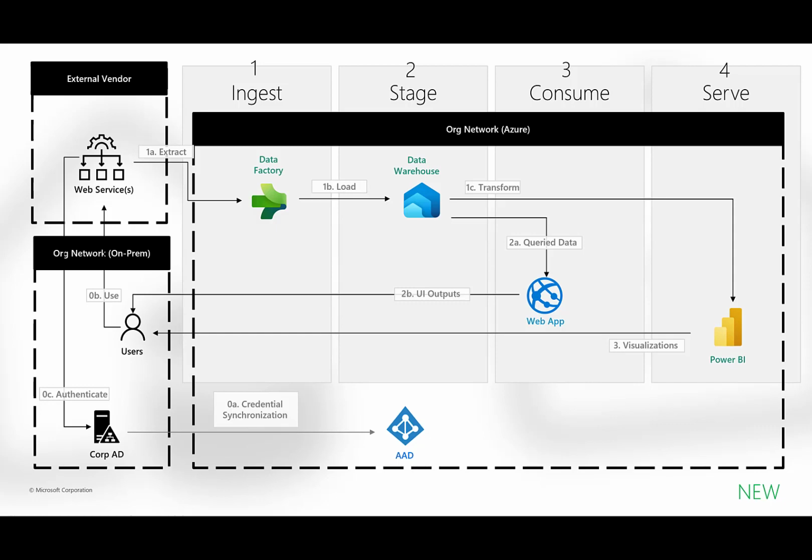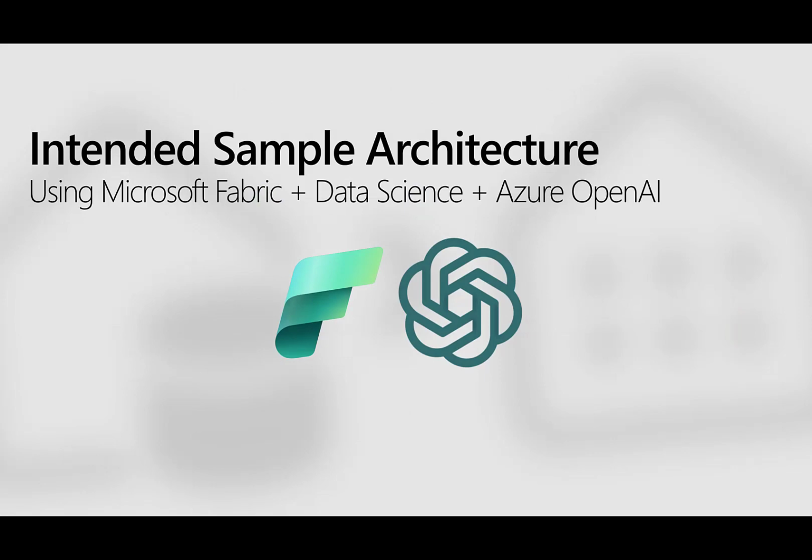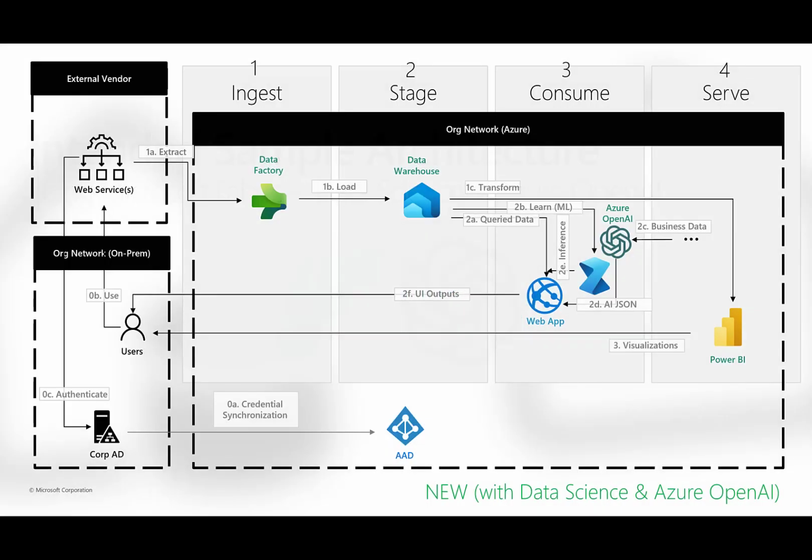Depending on the business requirements, the architecture might change slightly if data science or the use of Azure OpenAI is required. If you look at swim lane 3, in the consumer step, the data in the data warehouse is used to train the machine learning model using the data science experience in Microsoft Fabric. The model is used to generate inferences or predictions that are submitted to the web application. Also, business data in other organizational databases can be used by OpenAI to produce artificial intelligence JSON responses for the web application. The outputs from the machine learning model and Azure OpenAI communicate outputs to end users through the web application or Power BI reports.